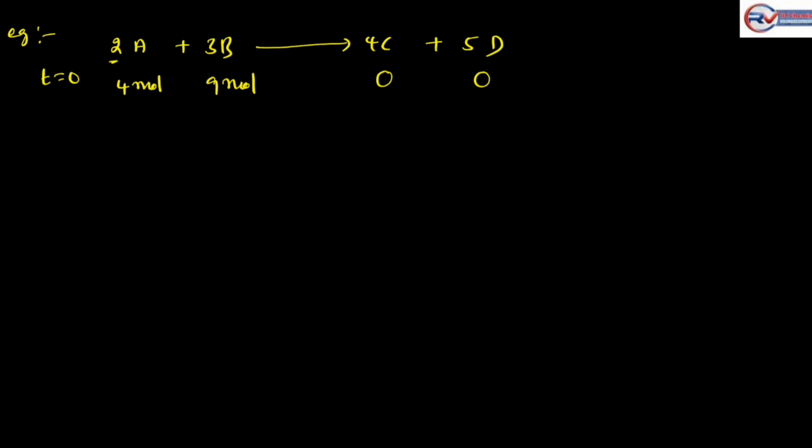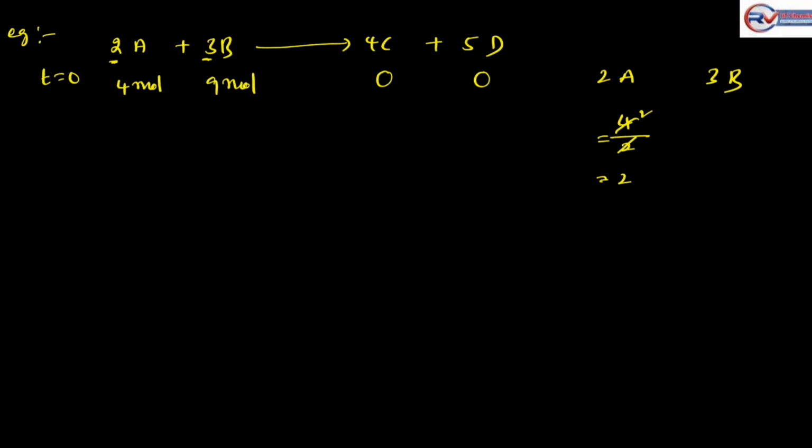For A, the stoichiometric coefficient is 2, and for B, the stoichiometric coefficient is 3. The number of moles of A is 4 and B is 9. Moles upon stoichiometric coefficient: for A, 4 moles divided by 2. What is the value? Its value is equal to 2.